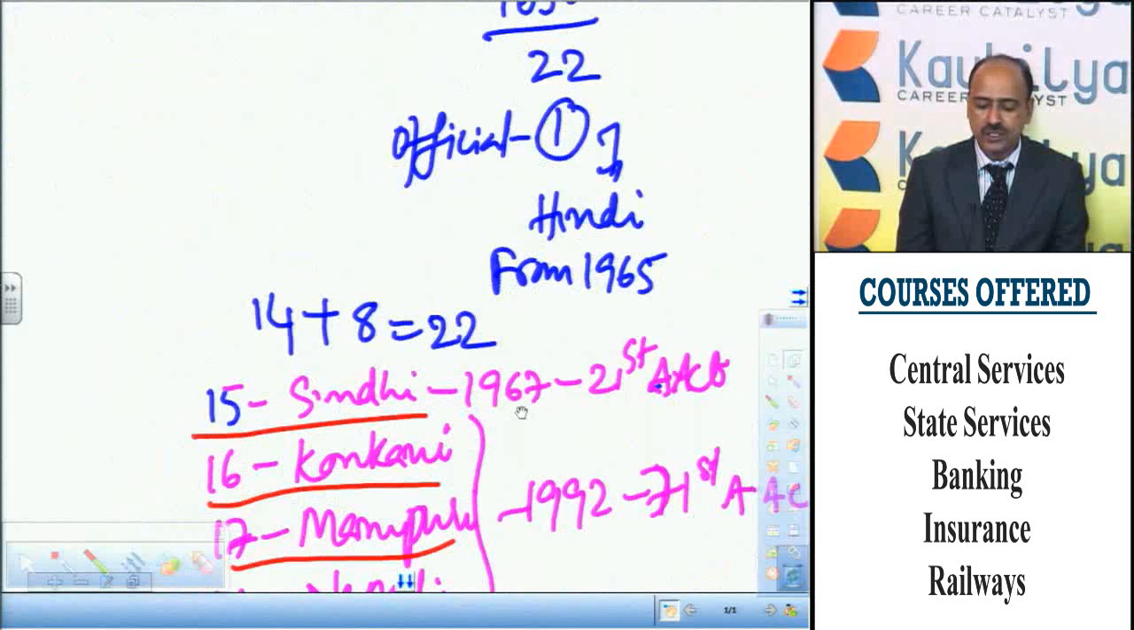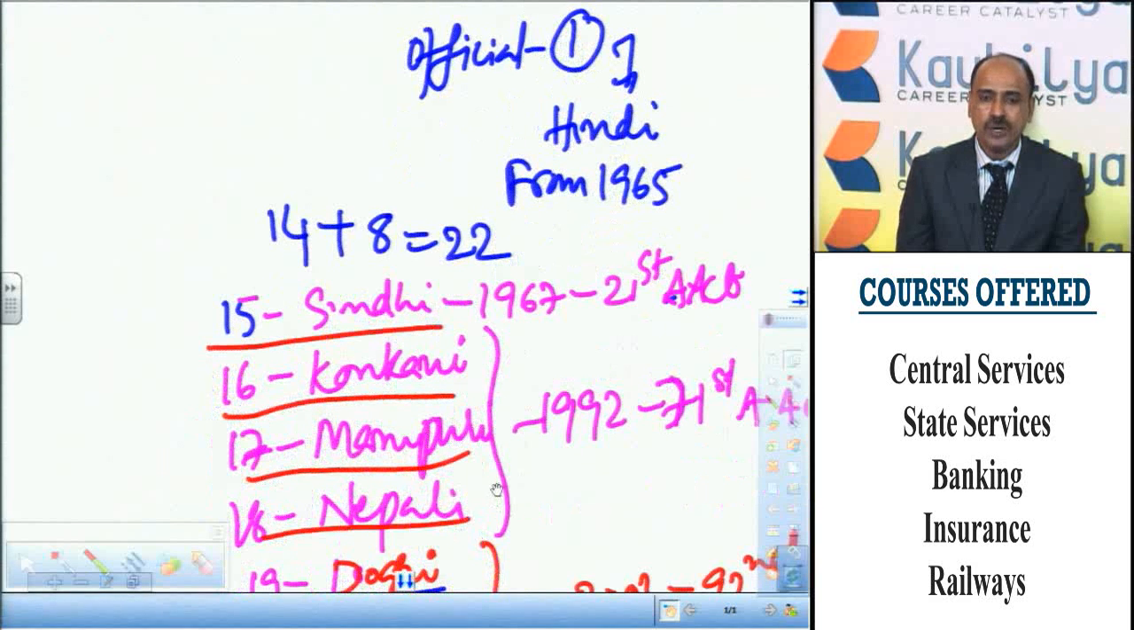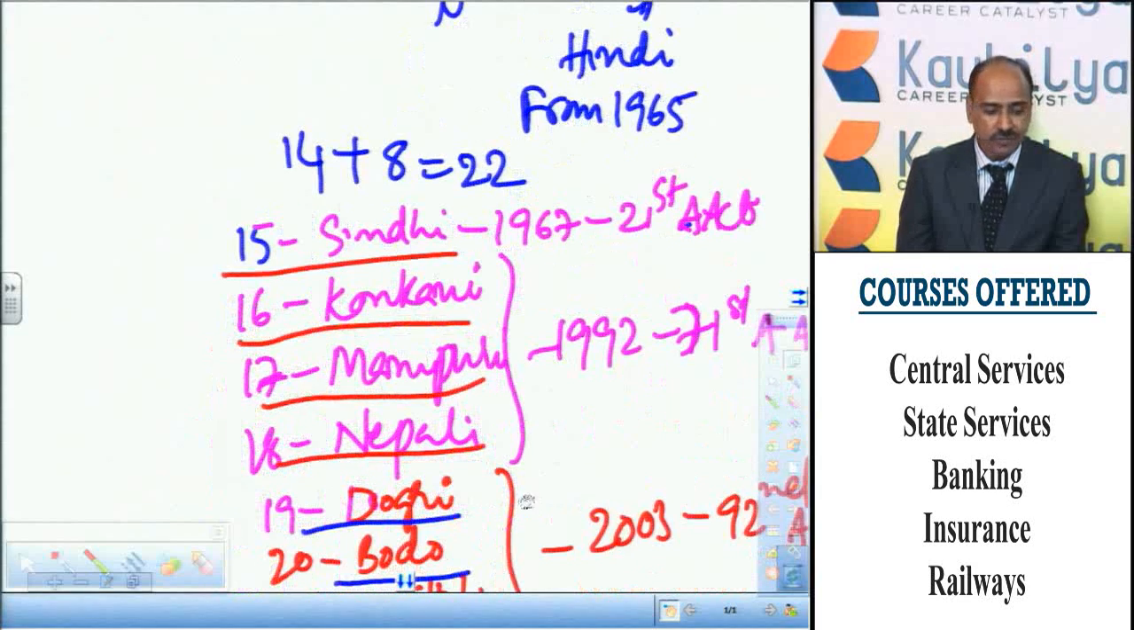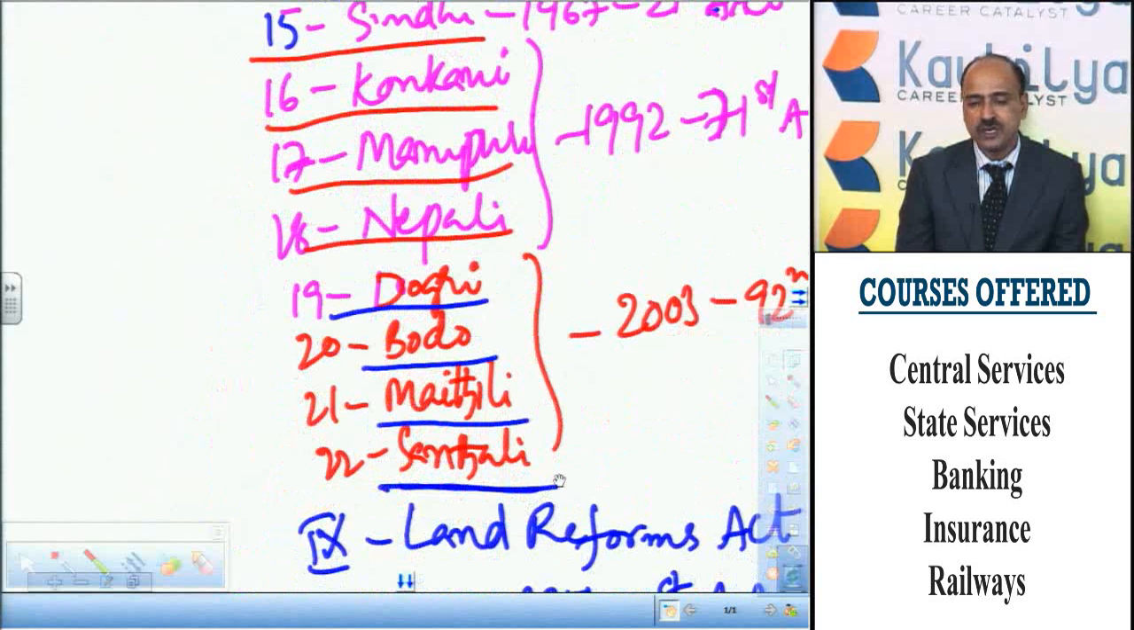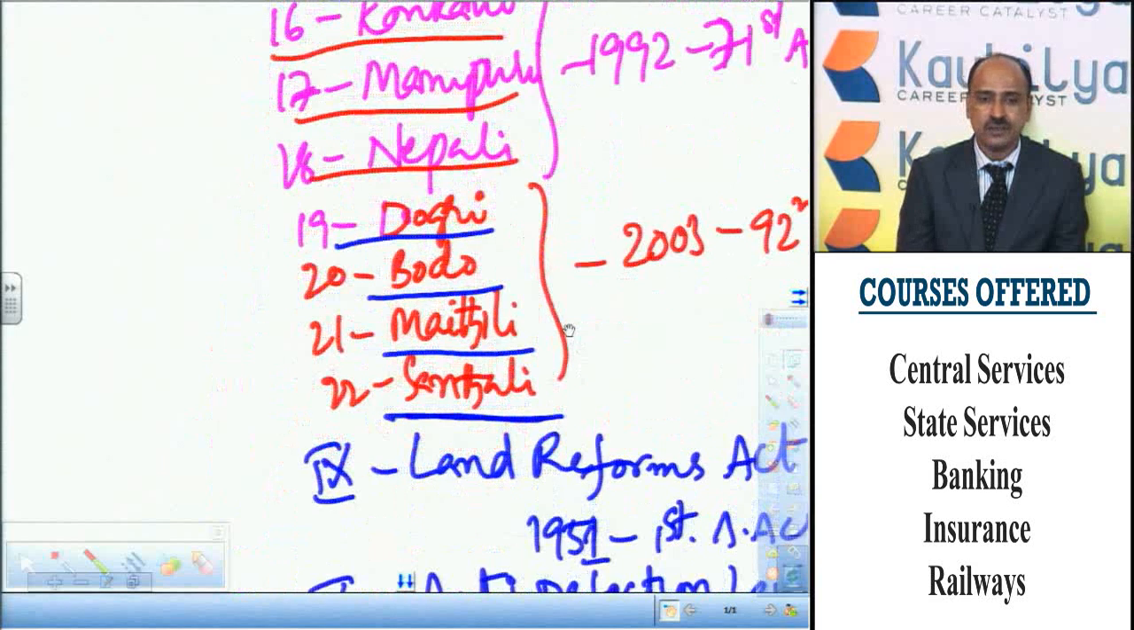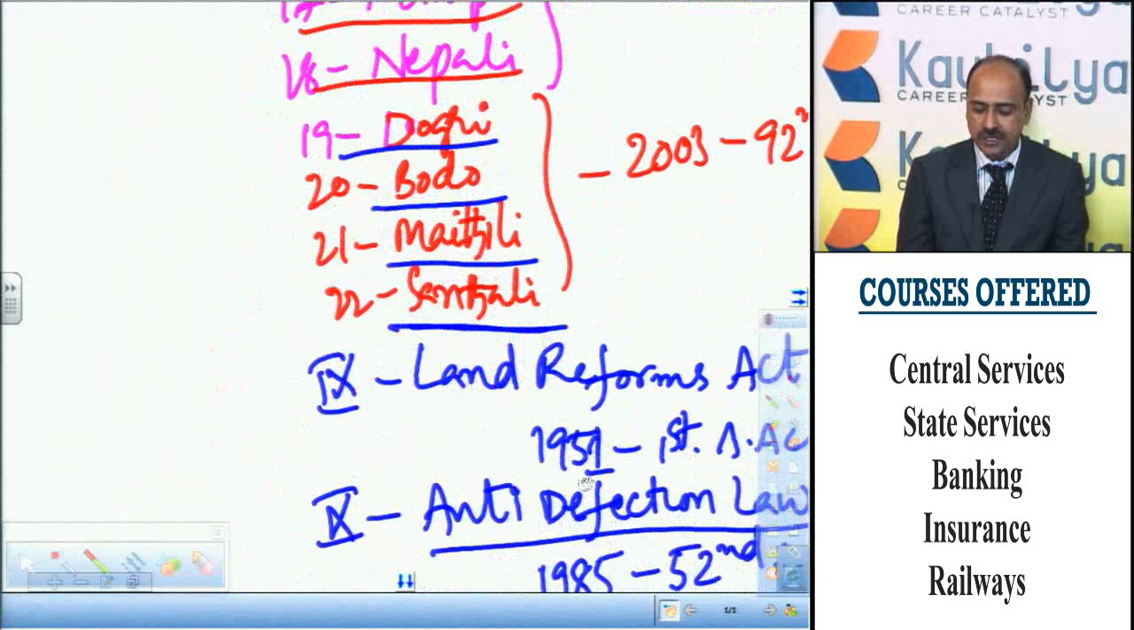Sindhi was added in 1967 through the 21st Amendment Act. Konkani, Manipuri, Nepali were added in 1992 through the 71st Amendment Act. Dogri, Bodo, Maithili, Santali, the 4 languages were added in 2003 through the 92nd Amendment Act. 9th Schedule, Land Reforms Act, was added in our Constitution in 1951 through the 1st Amendment Act.